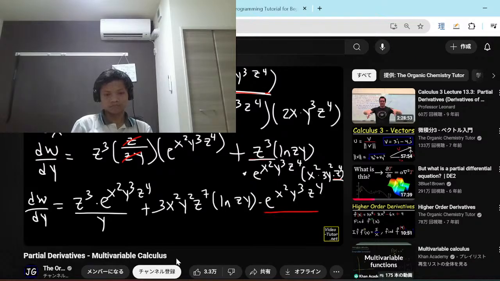If you want to, you can factor out e^(x² y³ z⁴), and you can also take out z to the third if you want to. We're not going to worry about that, so I'm just going to leave the answer the way it is.